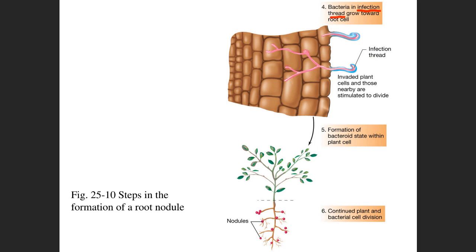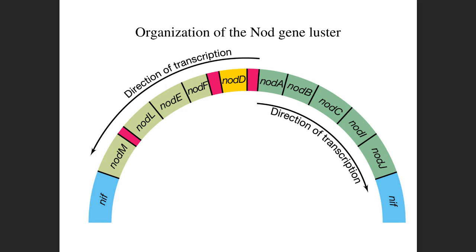Then inside these infection threads, you can have bacteria. Okay, so you will have bacteria, bacteria, bacteria. I'm trying to label it green, so these bacteria going here, here, here, green. This is just telling you the bacteria are actually inside these tubes, and eventually the bacteria reach the middle of the root nodule.